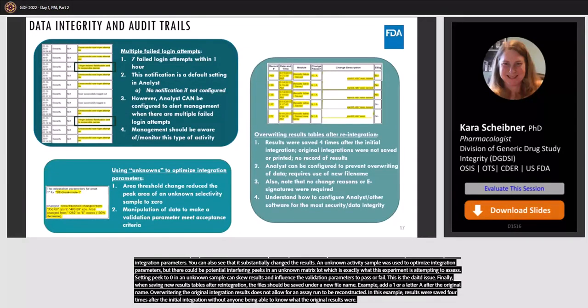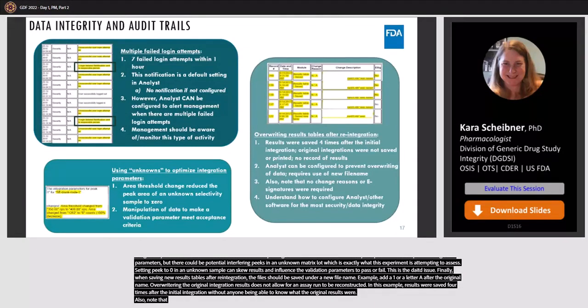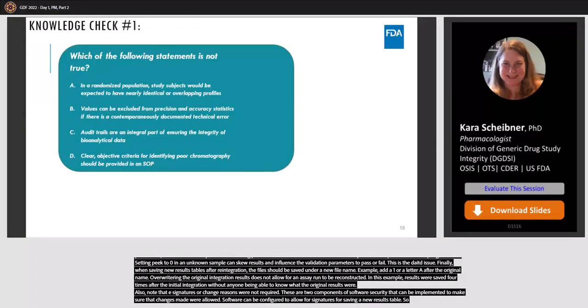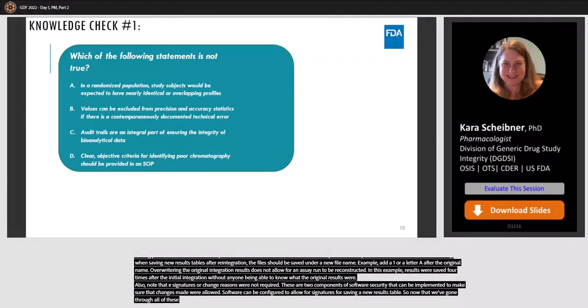Also, note that e-signatures and change reasons were not used or required. These are 2 components of software security that can be implemented to ensure that the changes made were actually allowed. For example, the software can be configured to require a signature for saving a new results table. So now that we've gone through all of these examples, a few knowledge checks.